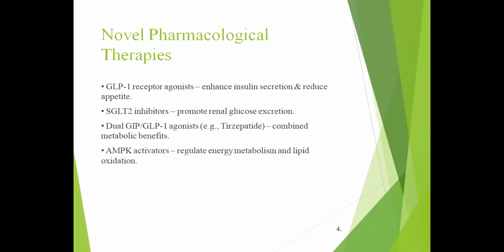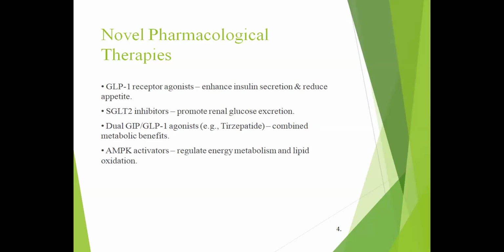Now, there are other novel pharmacological therapies which are nowadays used along with metformin in some cases, like GLP-1 receptor agonist, of which the example is semaglutide. What semaglutide does is enhances insulin secretion and reduces appetite. If our appetite is reduced, we will take a less calorie diet, thus less release of insulin is required.